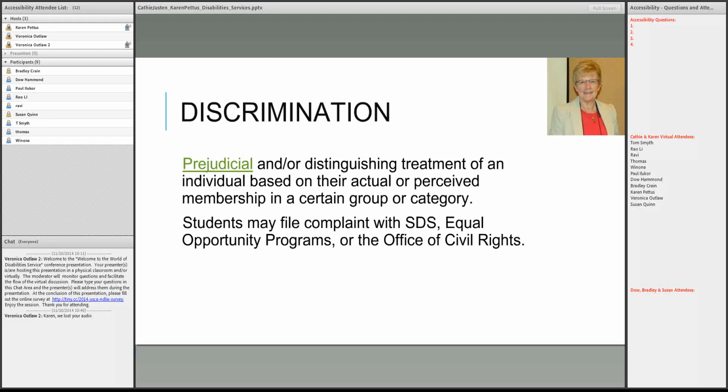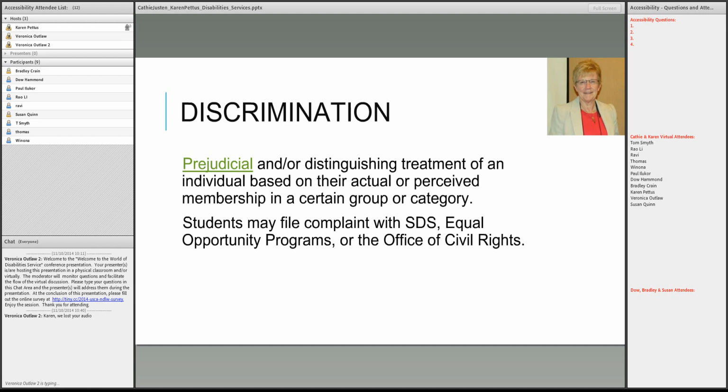And so we need to be careful that we don't just make assumptions about someone just because of their disability or because they may do something a different way. When students or anyone, an employer, whoever, feels that they have been discriminated against, they can file a complaint.